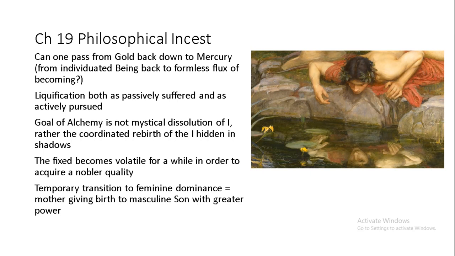For this reason, one classic text noted that the fixed becomes volatile for a while, only in order to acquire a nobler quality, the better to fix the same volatile again. The temporary transition to feminine dominance is therefore symbolically interpreted really as the mother, which then gives birth to the masculine son, who is decidedly gifted with the power of being greater than either of his parents.